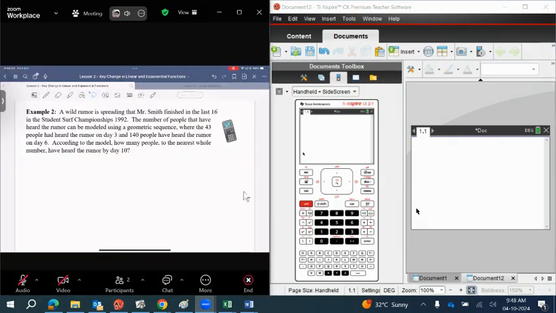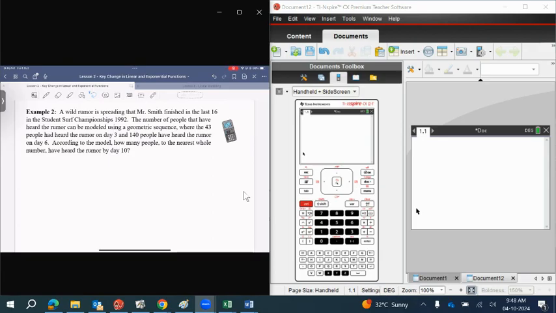So we're trying to solve this problem here. What we need to do first is figure out what our constant ratio is going to be. We've got a few bits of information in the question, so let's extract that first. We're told that there are 43 on the third day. This means that the third term in the sequence is 43. We're also told that there's 140 people on the 6th day, so the 6th term in the sequence is 140. We're asked to find the 10th term in the sequence.